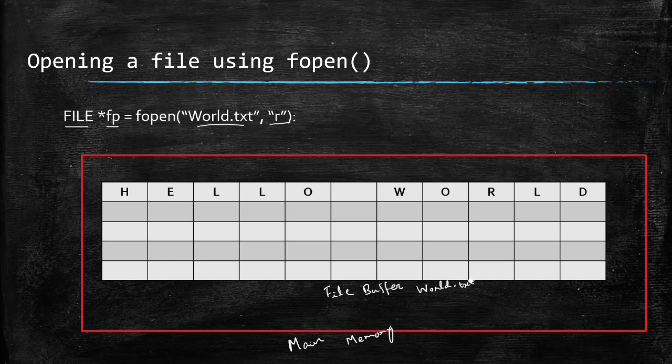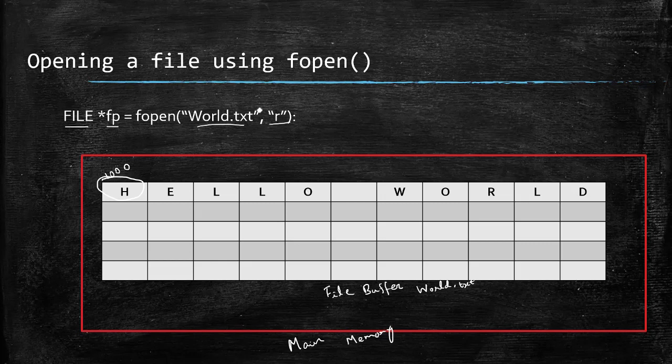Now here, as we are opening the file in read mode, it will return the address of the first position, or the first byte, of the file buffer. So if the address of the first byte is 1000, then the fopen function will return the address of the first byte, that is 1000, and as it is returning the address of a file buffer, it should be stored in a file pointer.